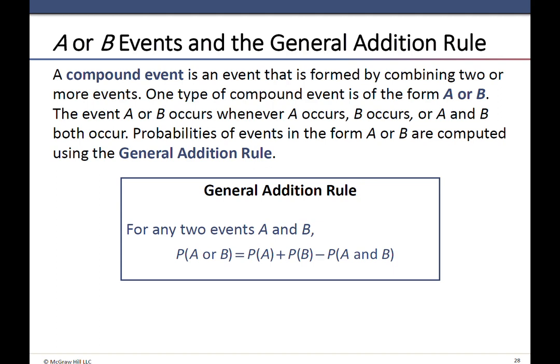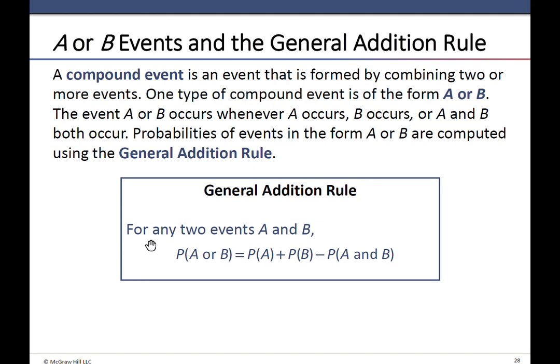A or B events and the general addition rule. We say an event is a compound event if it's formed by combining two or more events. One way of doing this is the event A or B. This simply means the event A could occur or B could occur or both. Probabilities of events in that form are computed using the general addition rule.